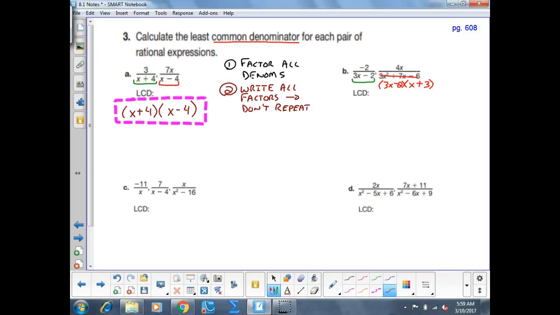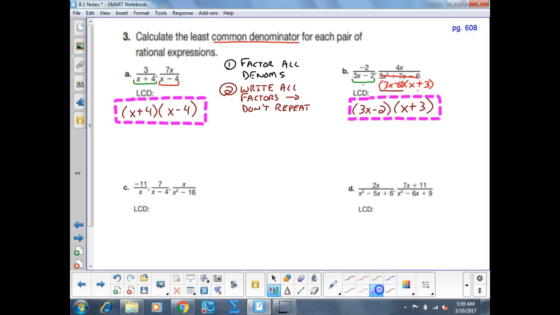So now I go to my step 2. I write all my factors. From the first one, I need a 3x minus 2 for my LCD. Here is a 3x minus 2, but I'm not going to repeat it because I've already got it. But then I also need an x plus 3. So my least common denominator is that.